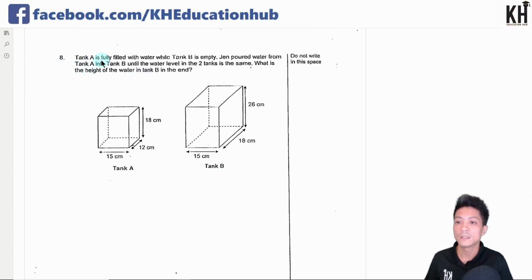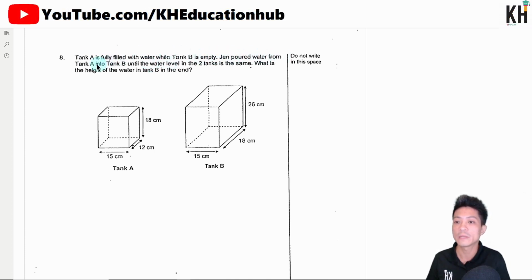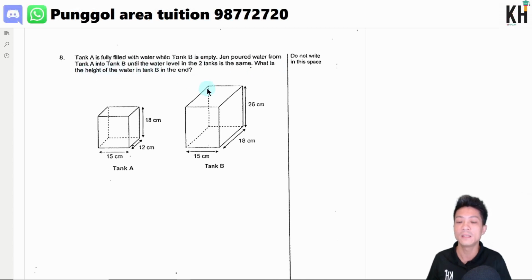Question 8. Tank A is fully filled with water, while tank B is empty. Jen poured water from tank A into tank B until the water level in the two tanks is the same. What is the height of water in tank B in the end?